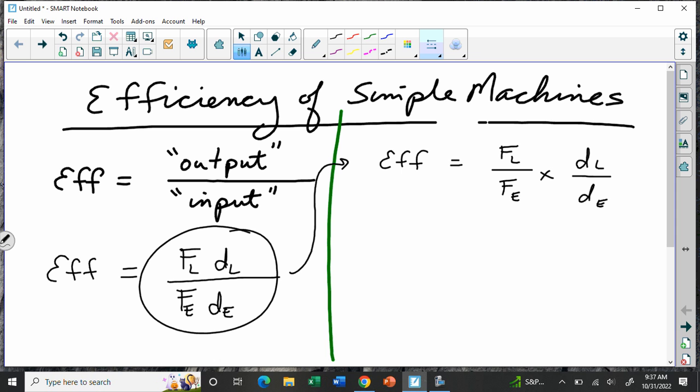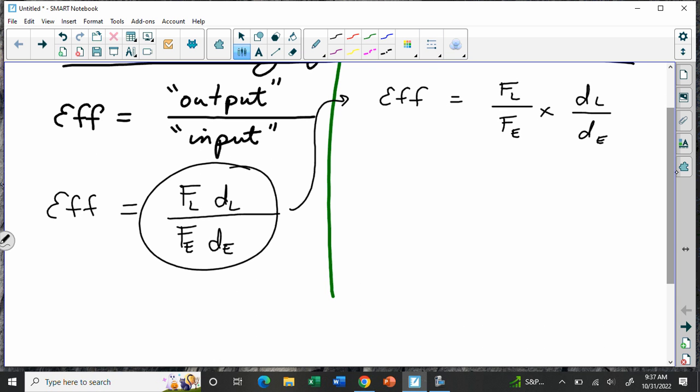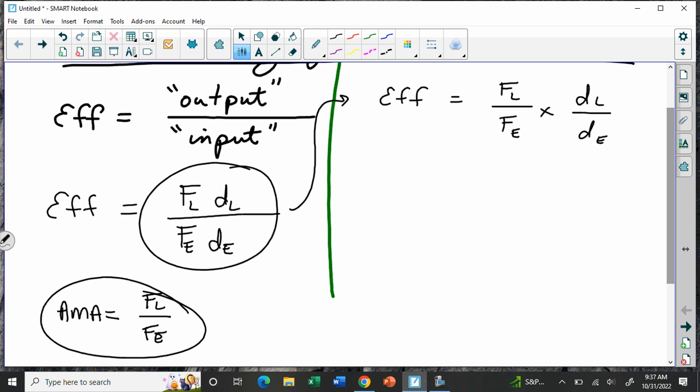And now we should recognize something. Remember from a couple of videos ago, AMA, the actual mechanical advantage, was described as the load force compared to the effort force. It was the ratio of forces. That's what I have here. So my first thing here is actually just the AMA. That's what FL over FE is.